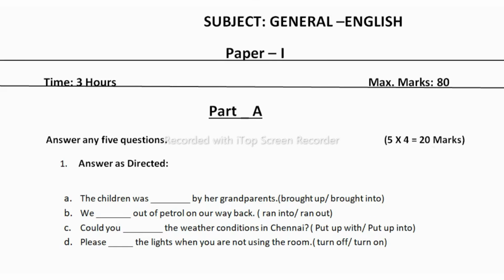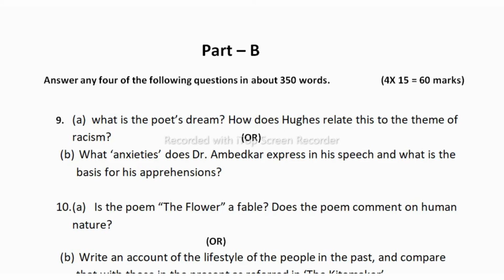And under part B, you have to answer any 4 questions out of 8 questions. Here each question carries 15 marks. That total will be 60 marks. So in part B, you have to answer 4 of the following questions in about 350 words each, and you will be having internal choice.